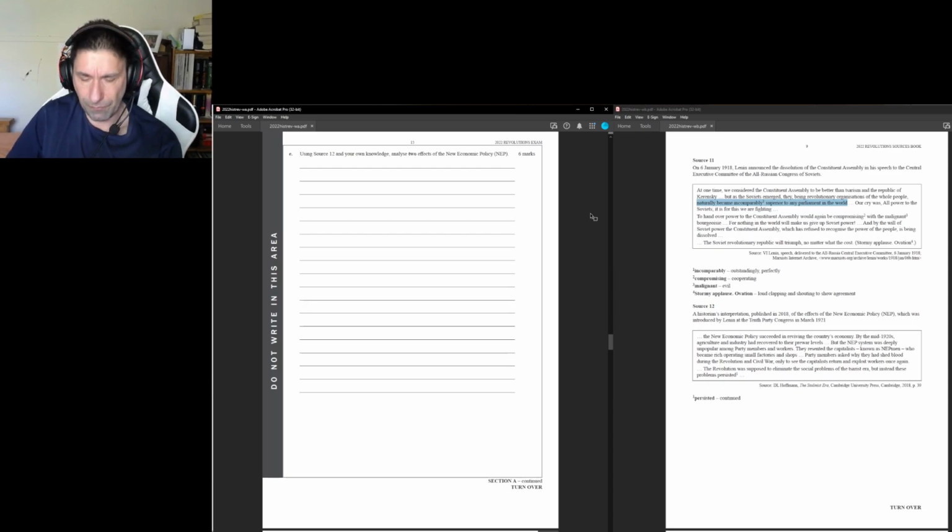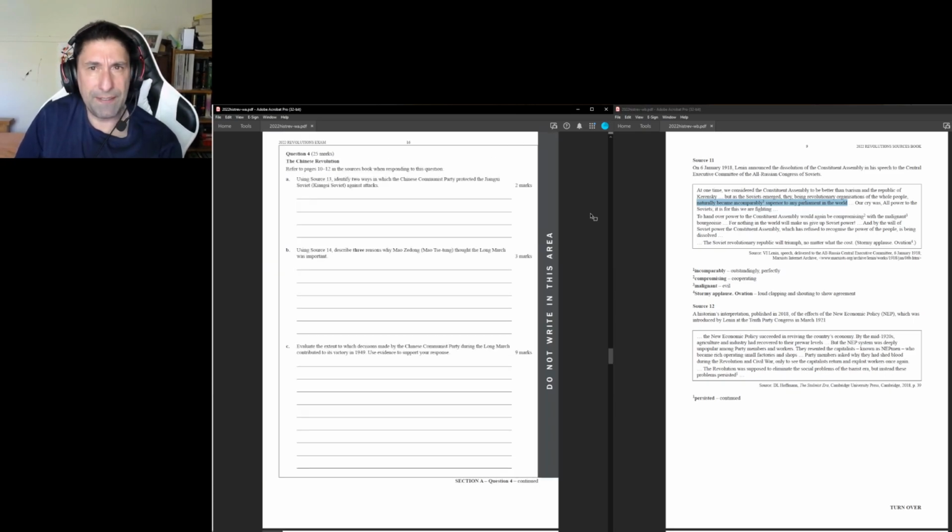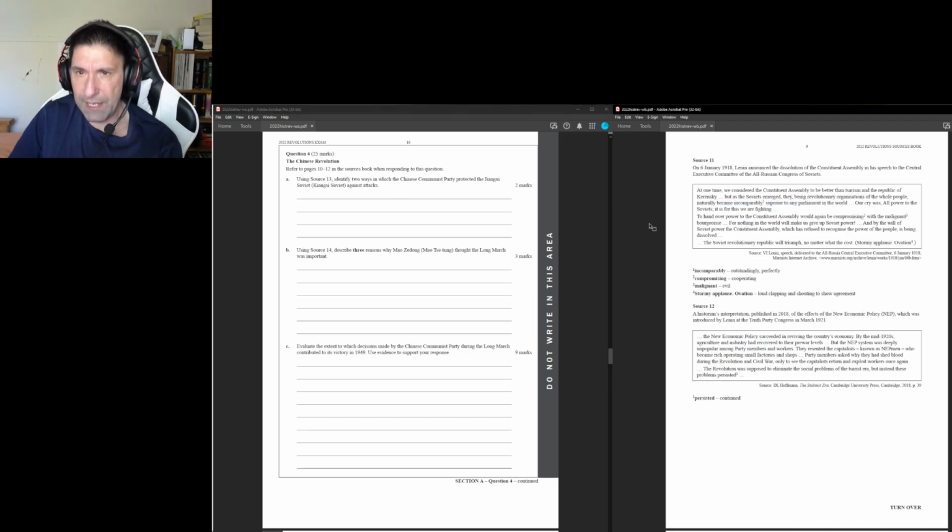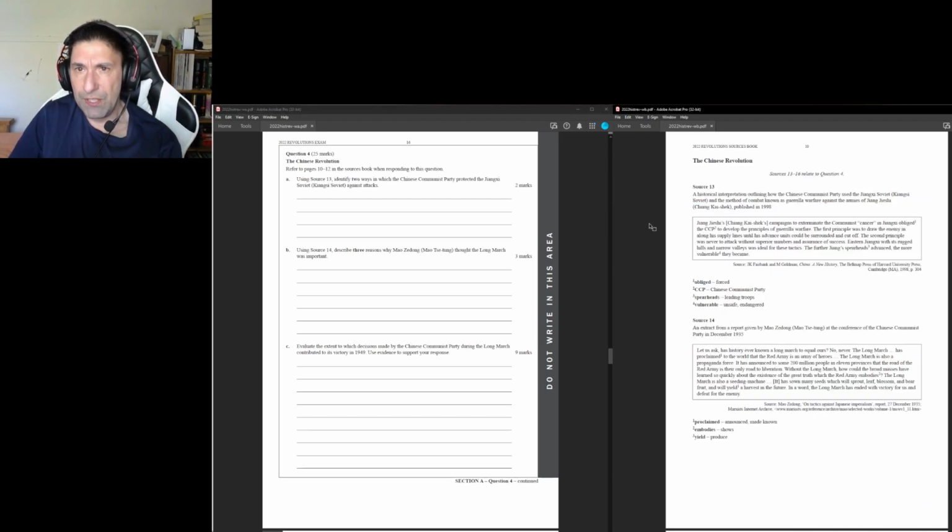So let's have a look. The Chinese Revolution. So here it is here. And then I'll get the corresponding sources for the Chinese Revolution here. All right, so question A, using source 13, identify, and it's a 2-mark question. So we look again, the same structure as the Russian Revolution, the same mark allocation for the questions as appeared in the Russian Revolution, on this page anyway. So first a 2-mark question, then a 3-mark question, and then that big 9-mark question, which you can include your own historical interpretations in if you wish.